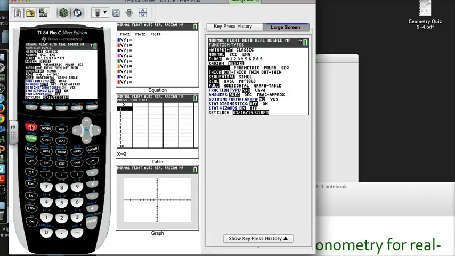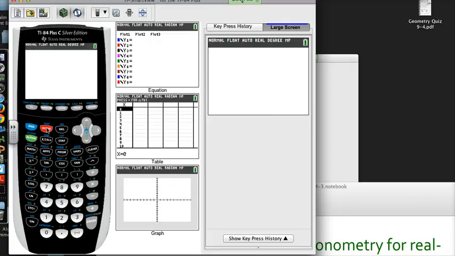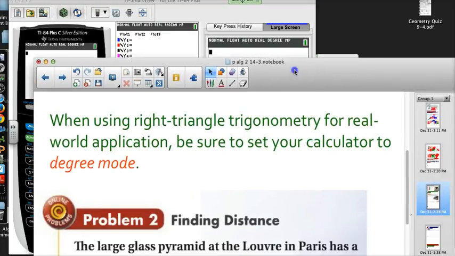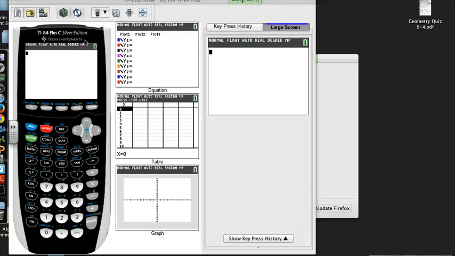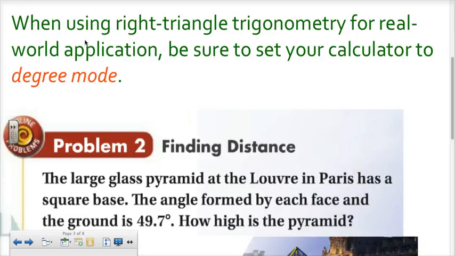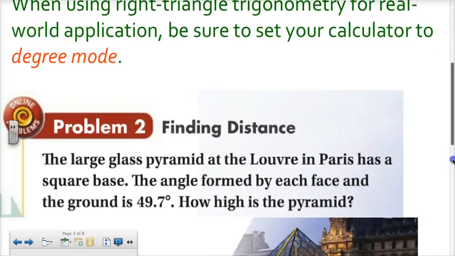And now, if you hit second quit, everything that you work with will be in degrees until you change your batteries or you reset your memory. So you shouldn't have to do that several times as long as you don't have to reset your memory or change your batteries. So now, we want to use this information to figure out some missing measurements.